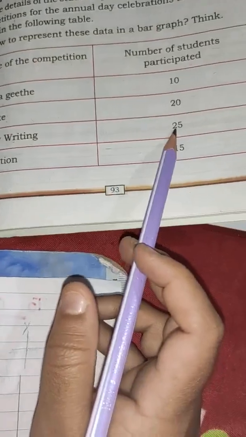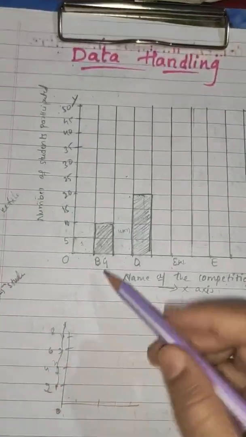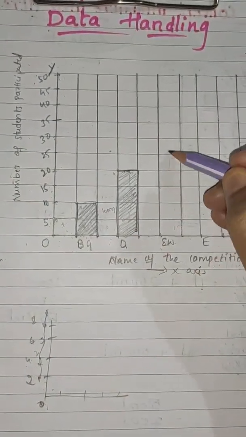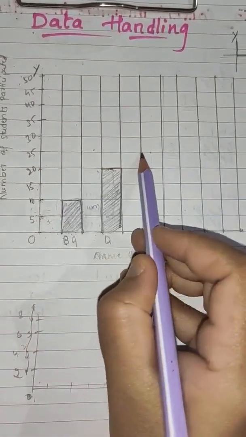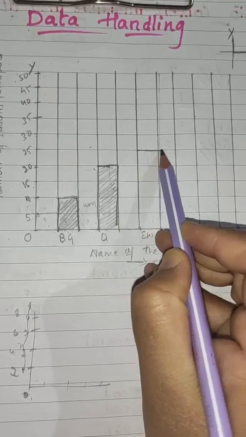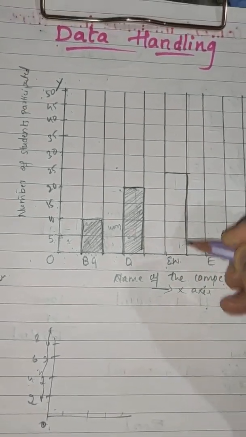Next, come to the third one, essay writing. So how many students have participated? 25. So this is essay writing. So where is a 25 here? Here is a 25. Can you see this one? This is a 25. This line is 25. So we'll put a line like this, and this is our one more bar.